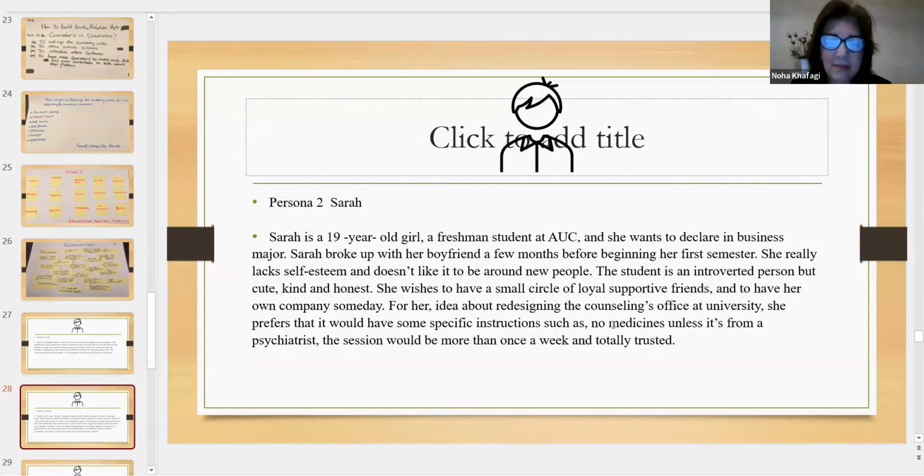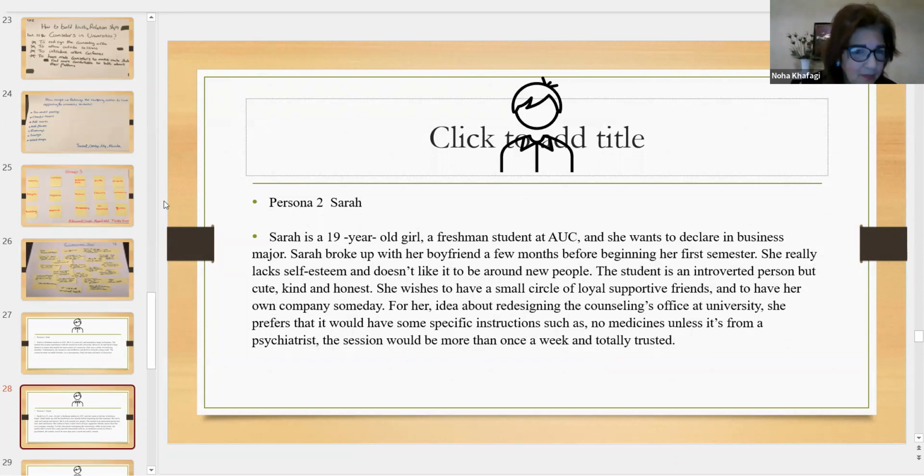For her ideas about redesigning the counseling office at the university, she prefers that it would have some specific instructions, such as no medicines unless they're from a psychiatrist. The sessions would be more than once a week and totally trusted. So the students here know what exactly they want. They know the difference between a psychologist and a psychiatrist. And because this is, as I said, a collection of interviews, they're changing those interviews into one persona.